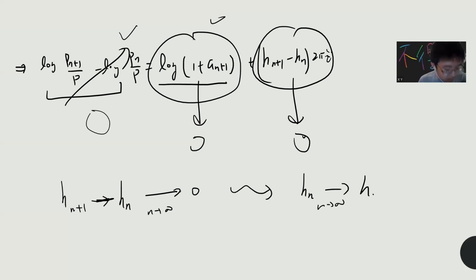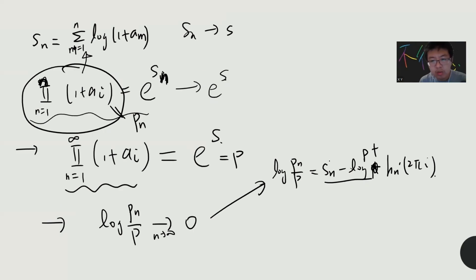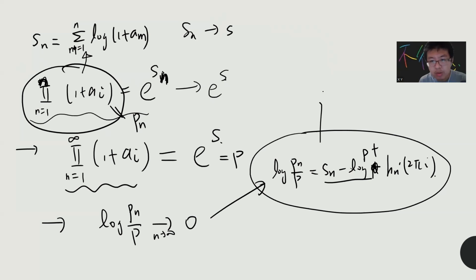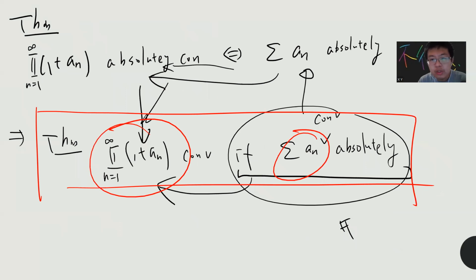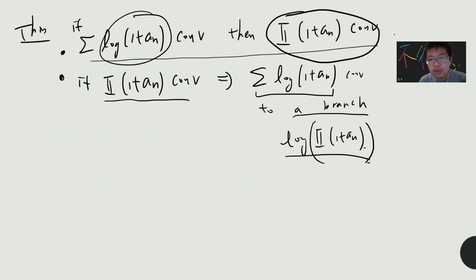Now if you take n going to infinity, the left-hand side goes to 0, and you get 0 equal to S minus log P, where log P is fixed, plus h 2 pi i. Now you can solve for h. h is just (log P minus S) divided by 2 pi i. So I think this proves everything.